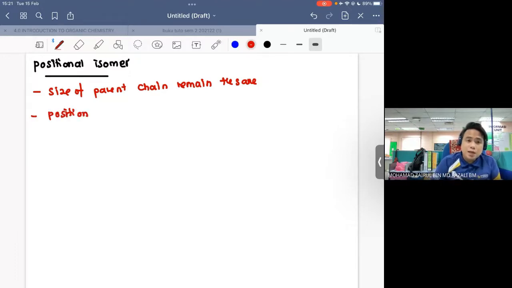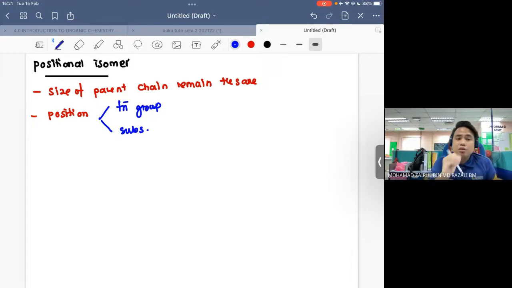So, apa yang kita akan ubah adalah kita akan ubah position. So, position apa yang kita ubah? So, kita akan ubah position, either the position of functional group or we can also change the position of the substituent. Tapi dengan syarat nak buat position isomer, the size of the parent chain itu must remain the same. The only thing that we change is the position. Kita change position functional group or we change the position of the substituent ataupun dia punya branch. Okay, dalam position isomer, jenis functional group tu will remain the same.